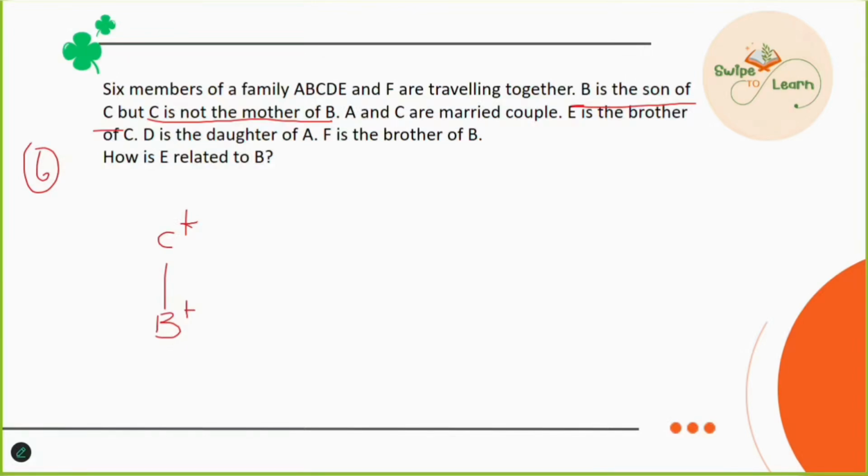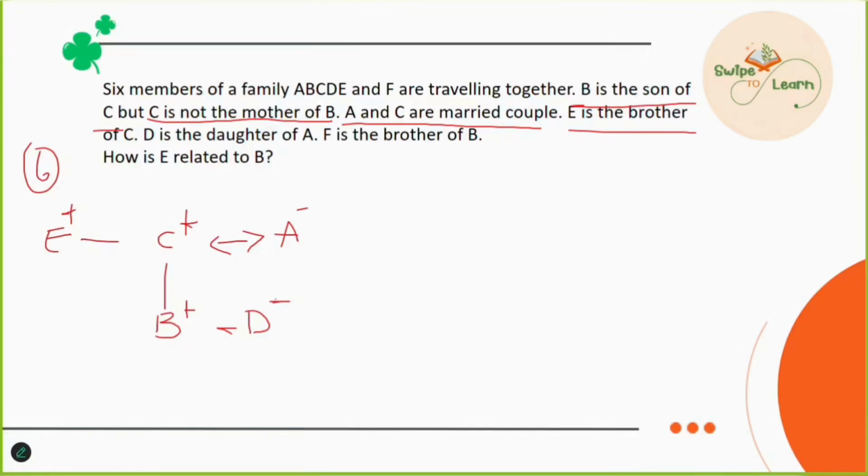Now, A and C are a married couple. So A is the mother of B. Okay, next. E is the brother of C. C has a brother who is E. E is positive again. Now, D is the daughter of A. A already has a child, B, so definitely D would be his sibling. Daughter will be represented using minus. So D is the daughter of A.